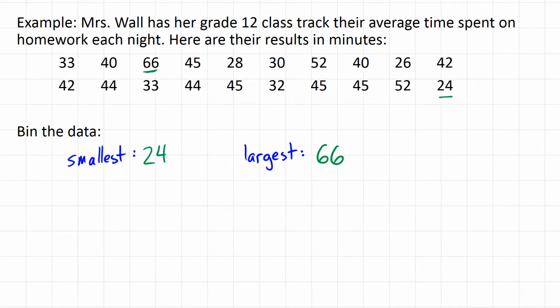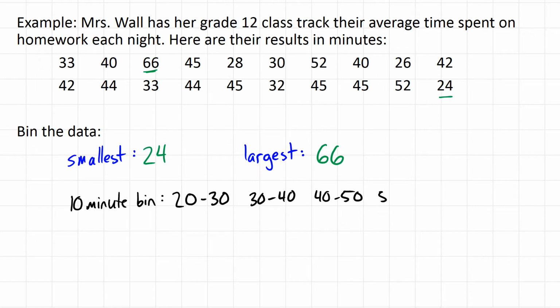Well, we could do 10-minute bin sizes. 10-minute bins. So that would take us from 20 to 30, 30 to 40, 40 to 50, 50 to 60, and then we'll have to go up to 60 to 70 to fit that 66 point. That leaves us with 5 bins. So it's on the low end of our range, but I think that works really well.